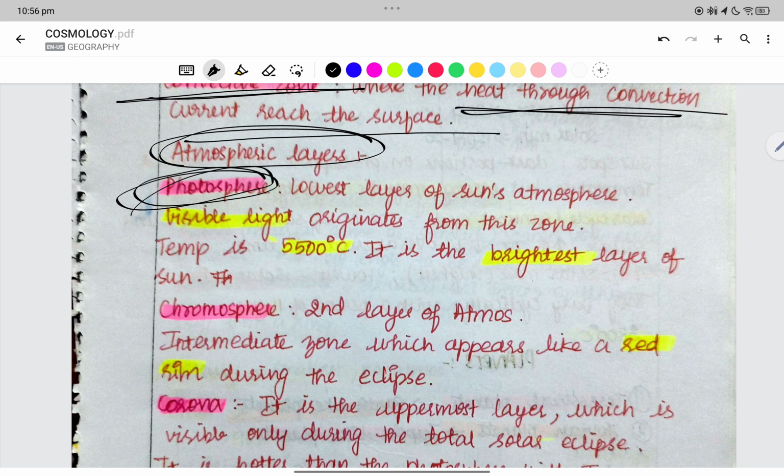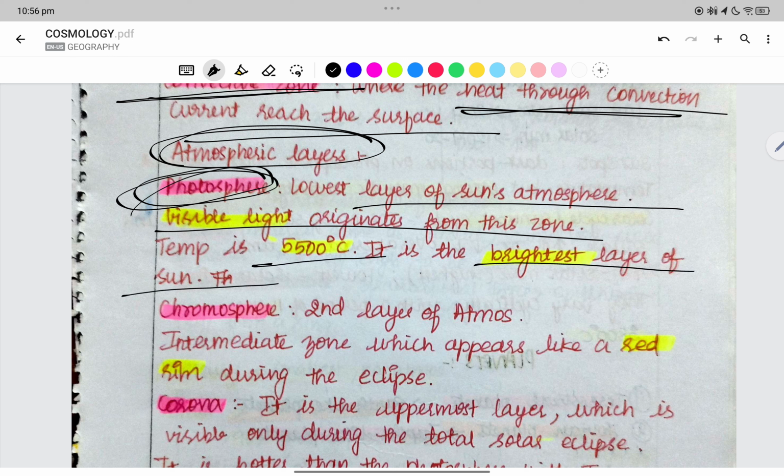The atmospheric layers begin with the photosphere. The photosphere is the lowest layer of the sun's atmosphere. The visible light originates from here. The temperature is 5500 degrees Celsius. It is the brightest layer of the sun.